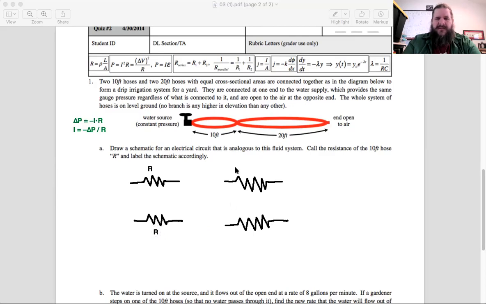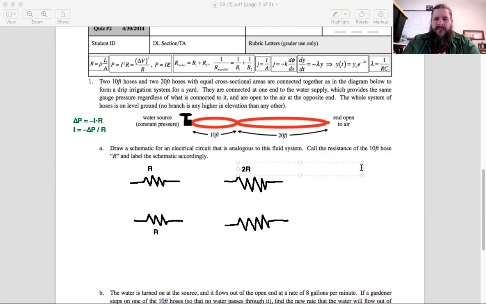What would you expect to happen to the resistance if we just double the length of the hose, though? If you have a longer hose, would you expect that to be easier or more difficult for fluid to flow through? Yeah, more difficult. The longer the hose is, the more opportunities there are to lose energy by contact with the walls. And it should just be doubled to 2R.